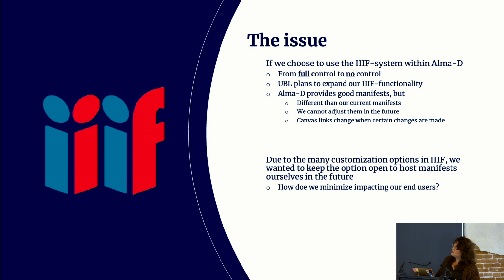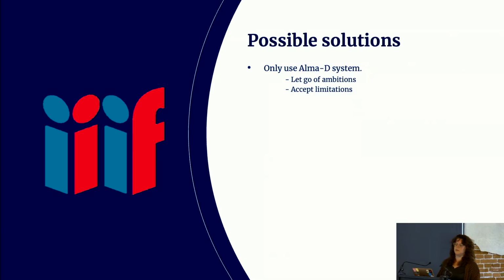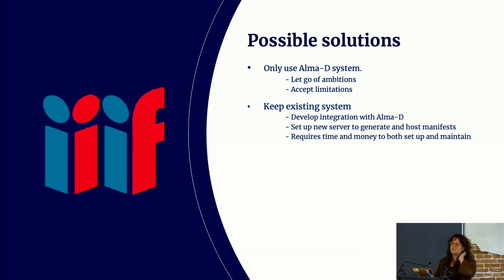So keeping these things in mind, we also want to obviously not impact our users as much. So what are the solutions to this? And we identified several possible solutions, and one of these, which would be very easy, is to just let go of our ambitions, say, okay, great, Ex Libris, you're in charge, we'll just follow along, and we accept our limitations. Another solution is to keep our own system. That would mean we have to develop something that we can integrate our system with Alma D, so that is something we had to build.